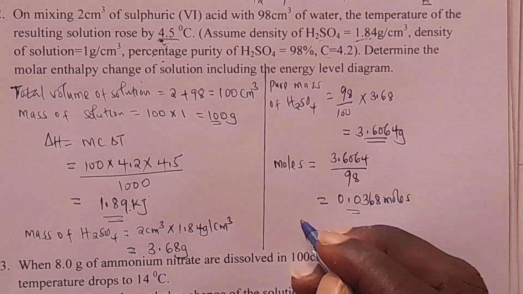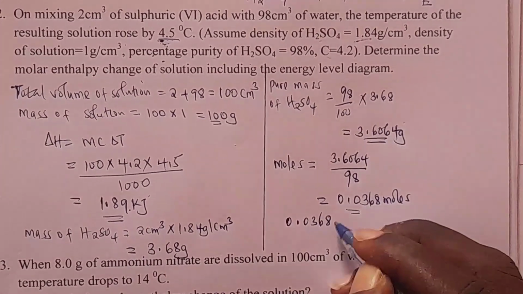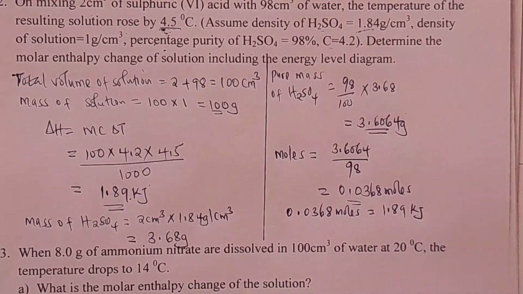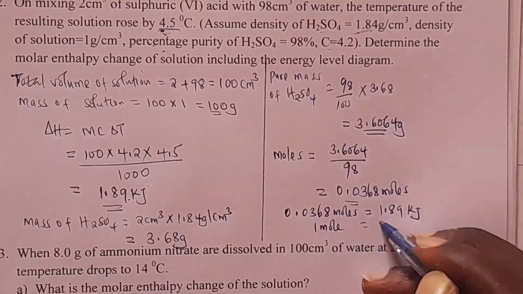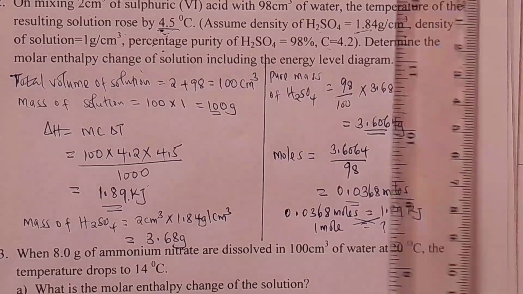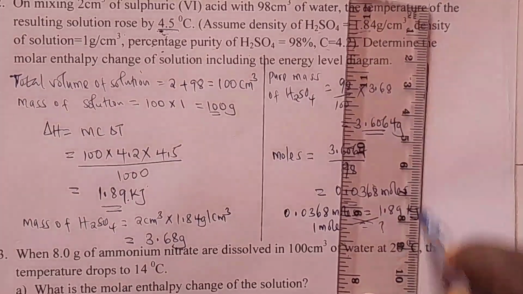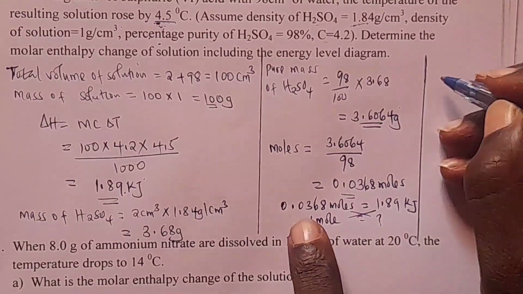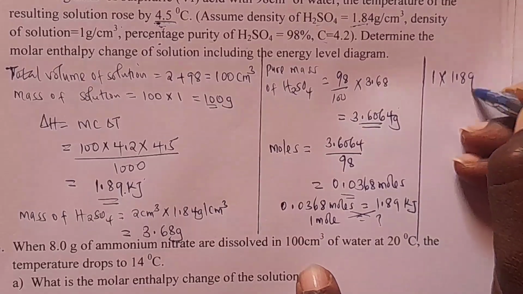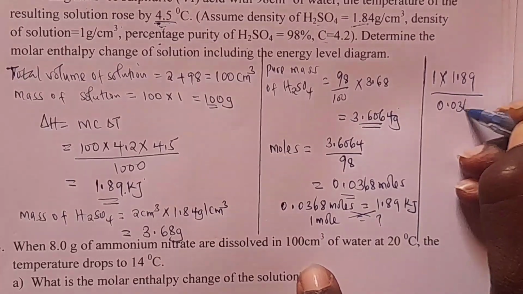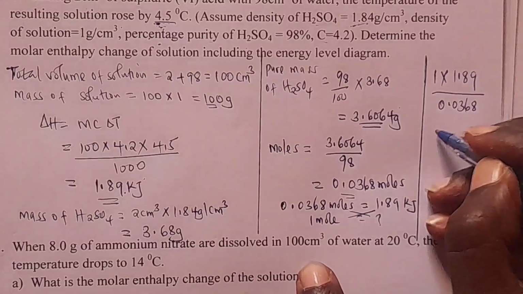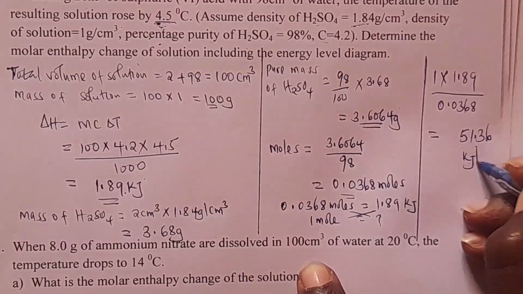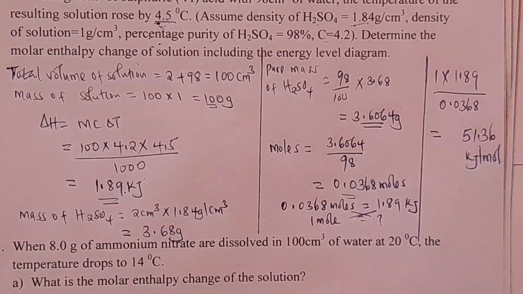Thereafter, we are going to say this number of moles produces this amount of energy. So what about 1 mole? We are going to say 0.0368 moles produces 1.89 kilojoules as energy. So what about 1 mole? We are going to cross multiply. So we are having 1 times 1.89 divided by 0.0368. Here we are going to get 51.36 kilojoules per mole.